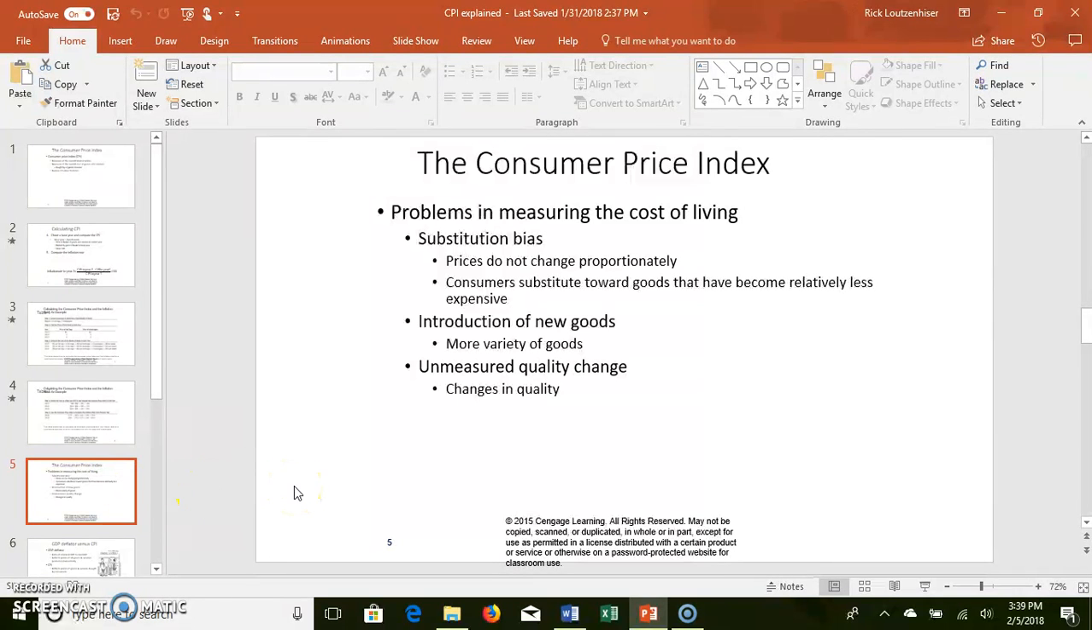Now, there are problems in measuring the cost of living, and the best way to understand that is to understand that prices do not change proportionally. Okay, so when we say the CPI is up, say 10%, cost of living is up 10%, well, some items in that basket may not have gone up 10%. Maybe they only went up 5%, or maybe they went down. Other items went up more than 10%. So we're looking at what the average price of it is.